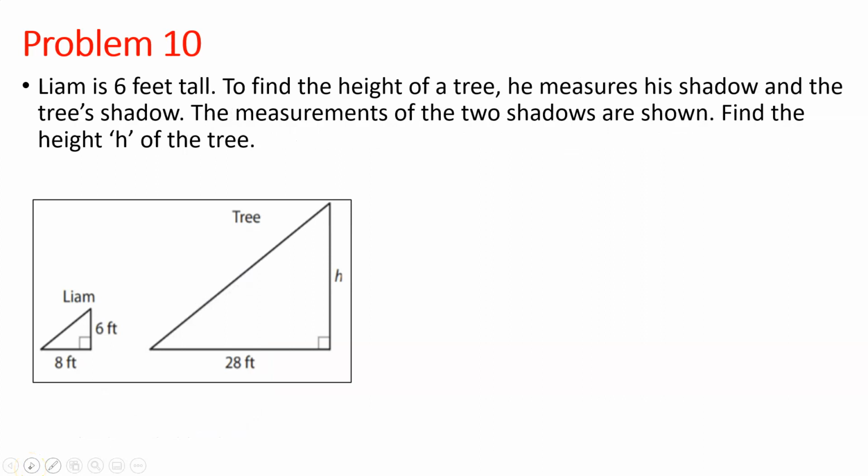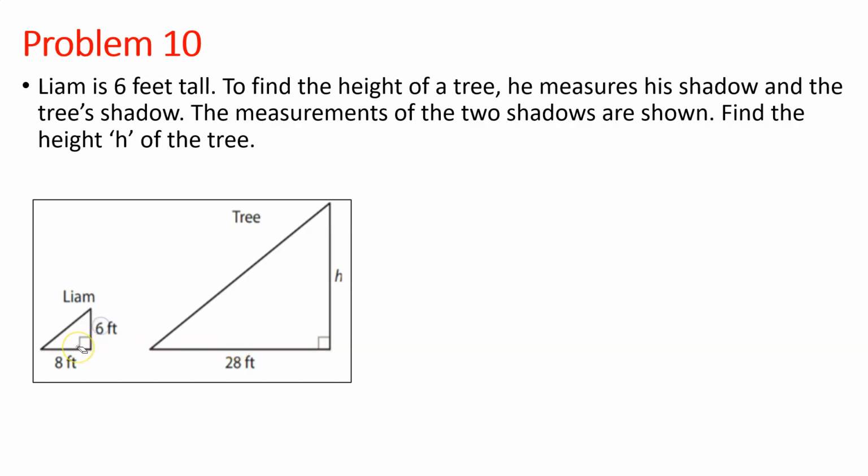Problem number 10. It says Liam is 6 feet tall. All right, so imagine there was a person here. They are 6 feet tall. And then it says to find the height of a tree, he measured his shadow. So again, he was standing here, and then he measured his shadow, which was 8 feet. And it says the measurements of the two shadows are shown. Oh, and the shadow of the tree, of course, I forgot to read that part. This is the shadow of the tree here that measures 28 feet. Find the height H of the tree.